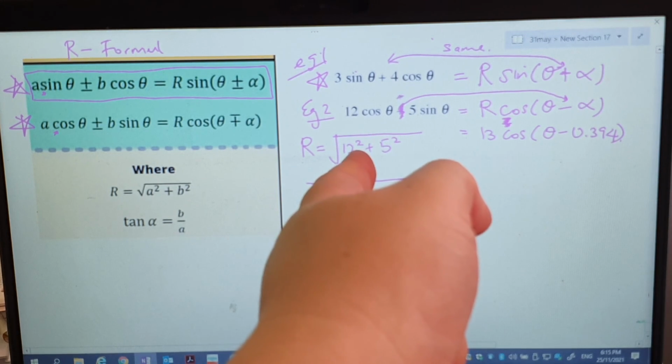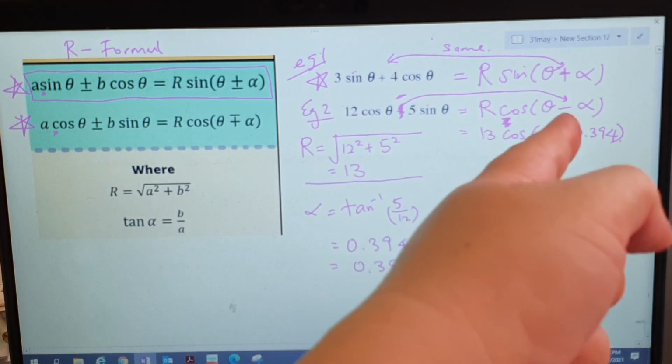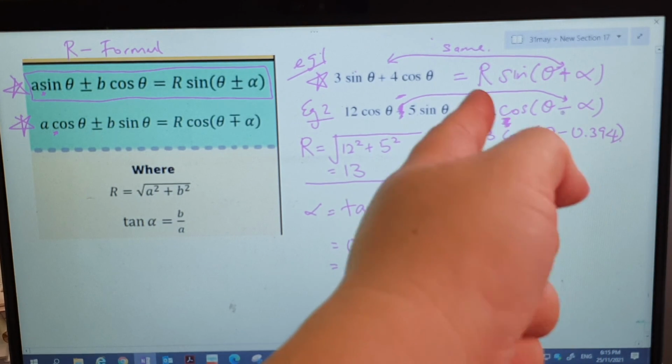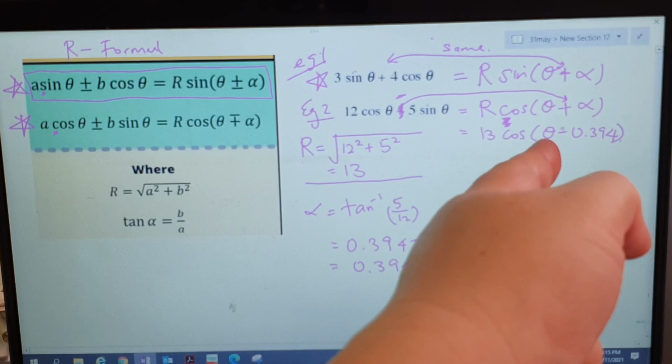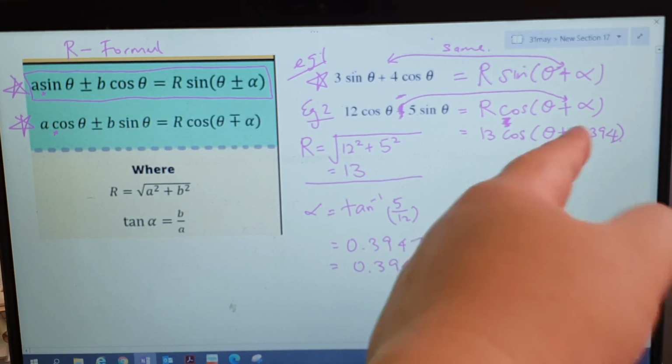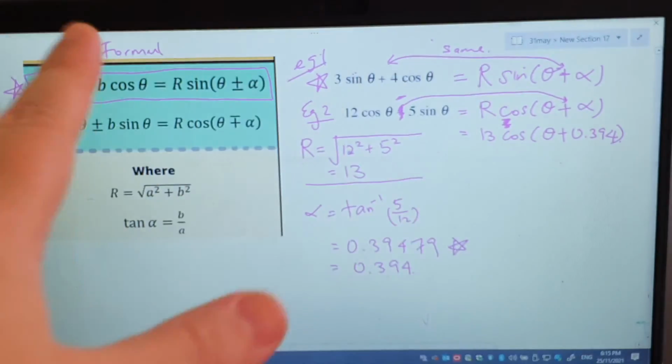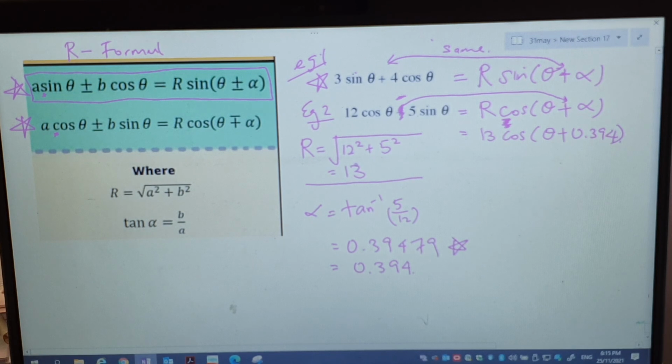Let me just have a twist to this. Let's say you're given minus here. What should this sign be? Because it's cosine, you need to change the sign. That's all. Finish. The rest remains the same. So this is the R formula. I will stop here.